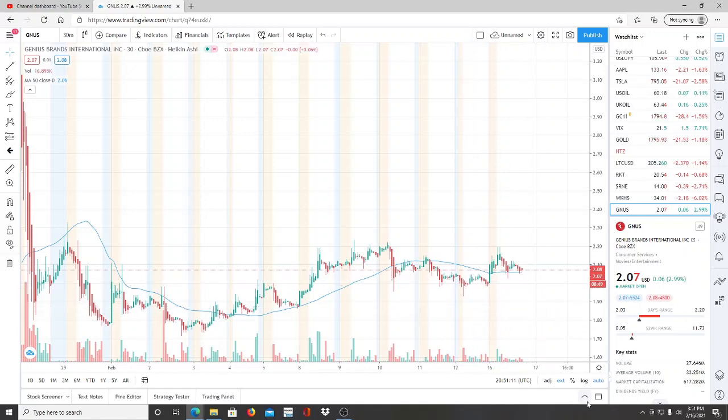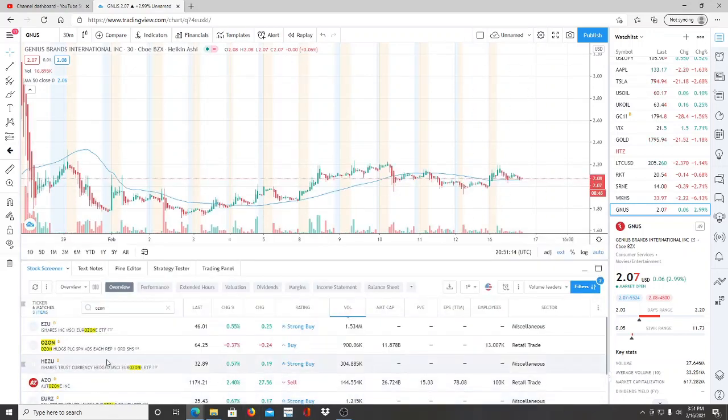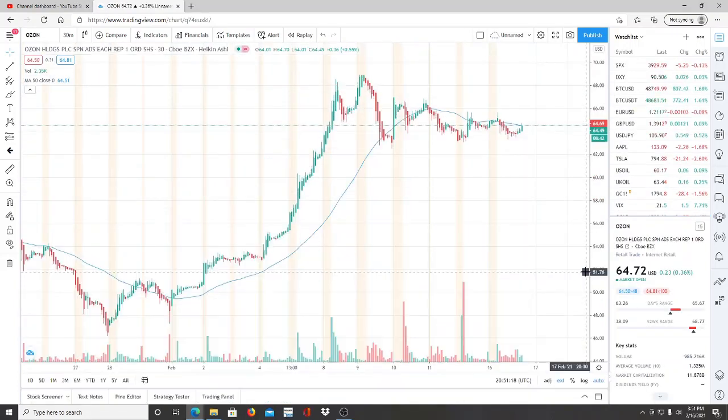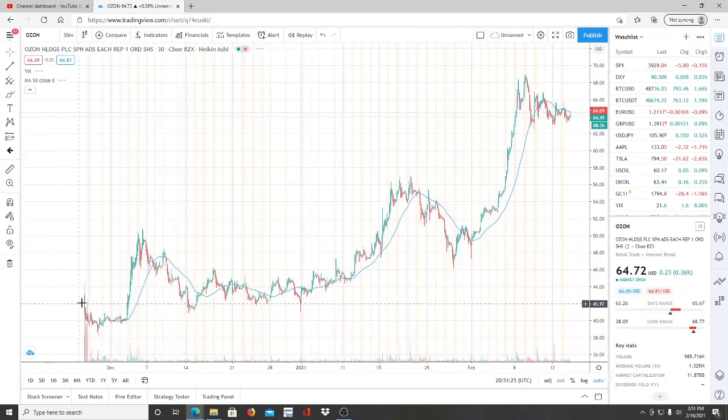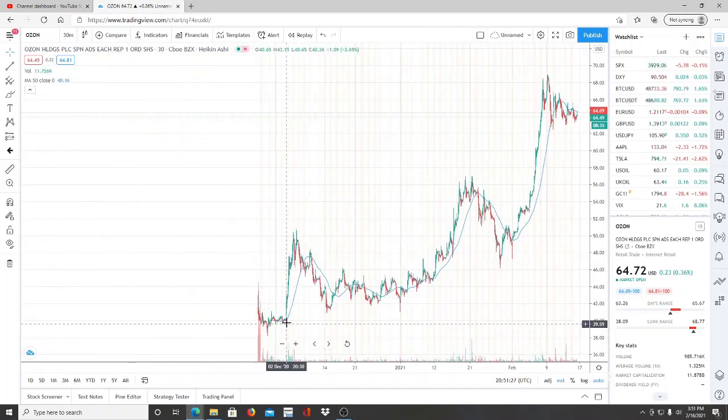So what ticker symbol is it that I want to talk about? Well, it is OZON. This is the ticker symbol you want to add to your watch list. This is the big opportunity. So here we are. You can see how this IPO'd, right, at around $40.